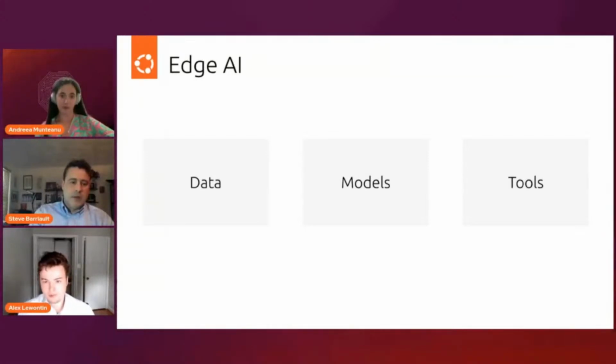Yeah, no, that's exactly what I was going for, but your explanation is top notch as usual. Thanks, Alex. So does it mean that edge AI also plays a role in how we train models?